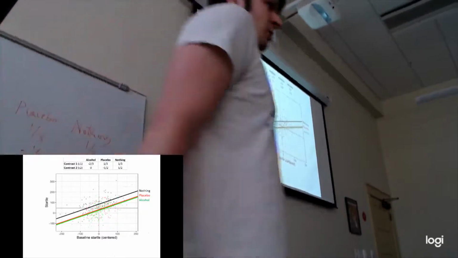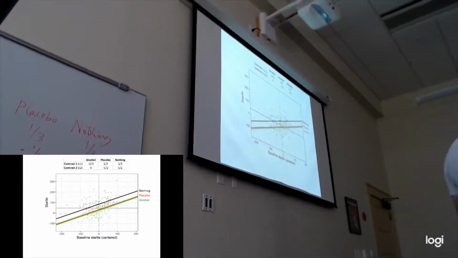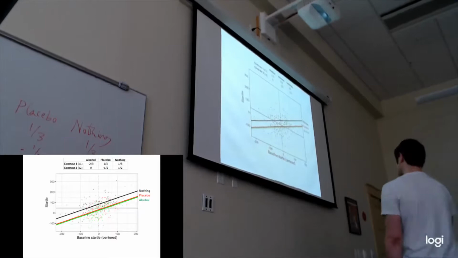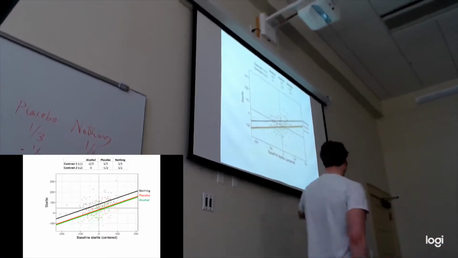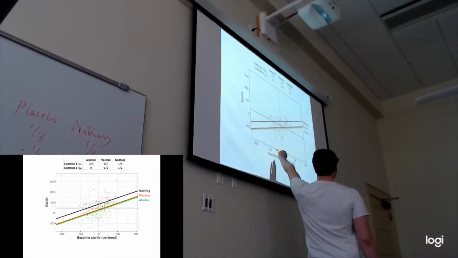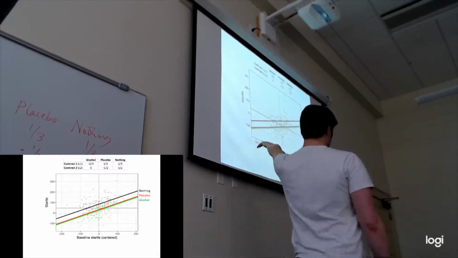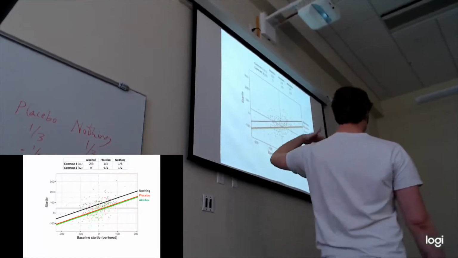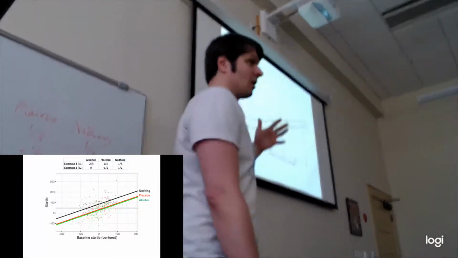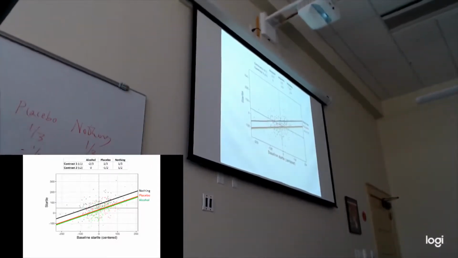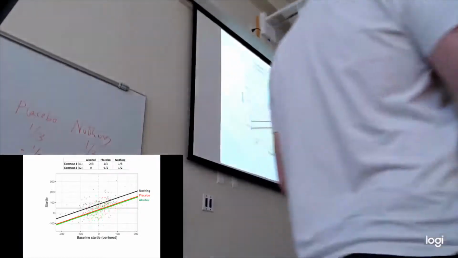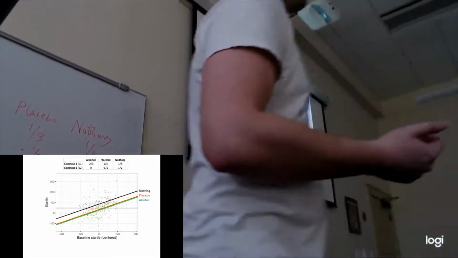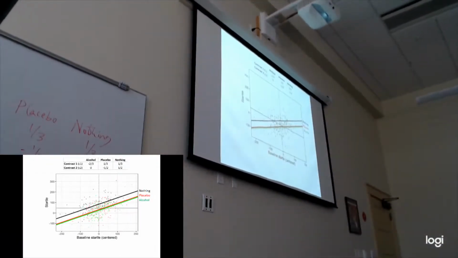Okay, this one's going to be a little bit trickier. This is that weird graph where I plotted baseline startle on the x-axis, and I've drawn separate lines for each of nothing, placebo, and alcohol. So this is what the graph looks like to start with. And I'll just show you what it looks like when we allow for that interaction between baseline startle and average condition.